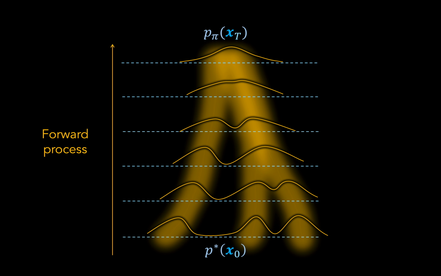The forward process takes our unknown data distribution P star and keeps adding noise until it settles into a known base distribution P pi, such as a unit Gaussian. But the real magic happens in the reverse process, where we can use deep learning to gradually undo the noising process and transform our base distribution back to our data distribution. This is the fundamental idea of diffusion models.